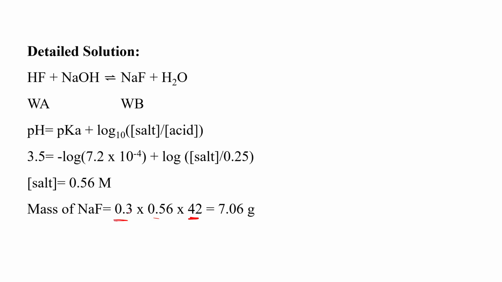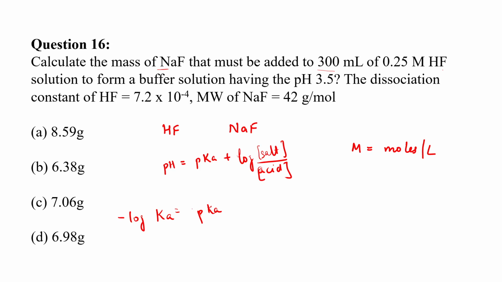So we said 300 ml, since molar capital M is given as moles per liter, we will have to convert the unit to liter. So 300 ml will be equal to 0.3 liters, right? So mass of NaF will come to 0.3 into 0.56 into 42. 42 is the molecular weight, and the answer will be 7.06. So if you solve this, you will get the answer 7.06. That is option C. Okay.